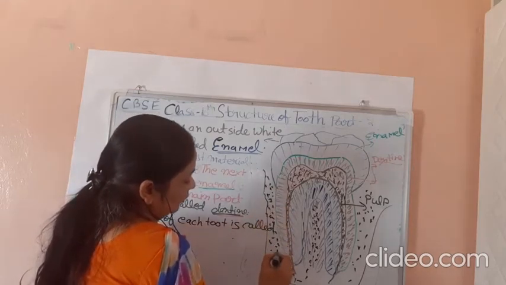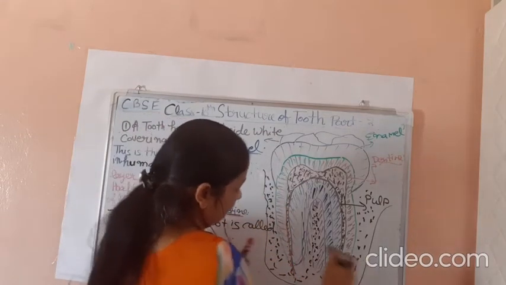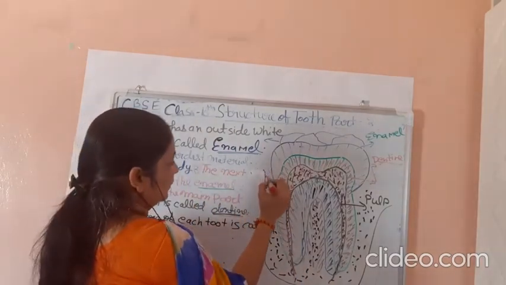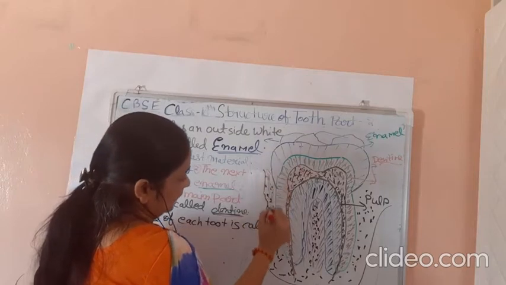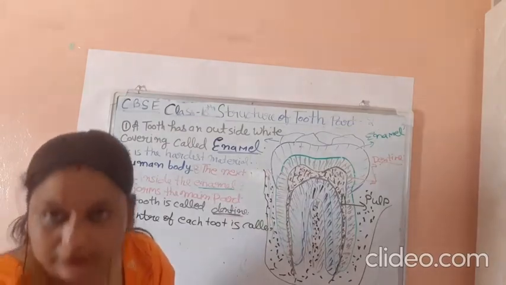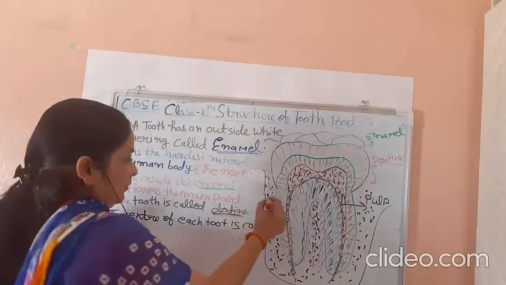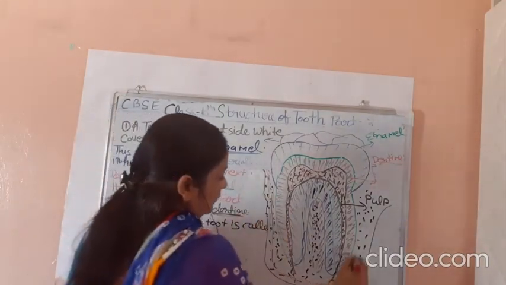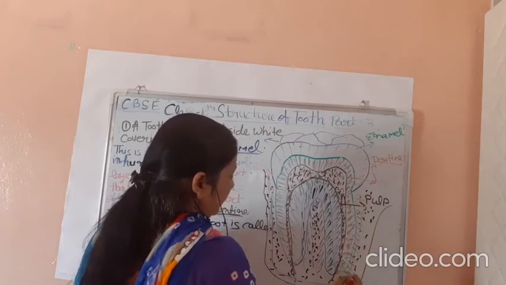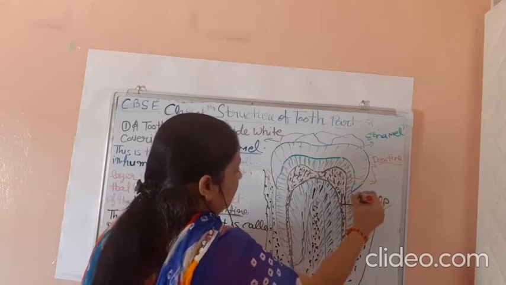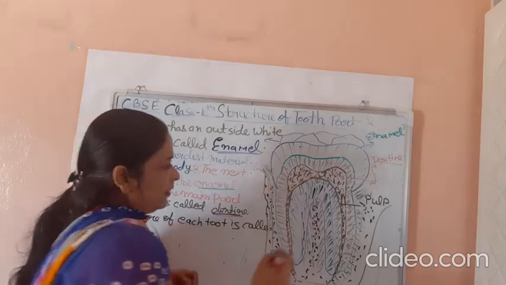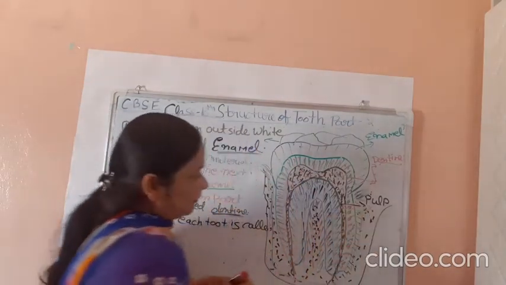The pink, soft structure is called the gum. This is a pink structure you can see on your screen. So this is a gum, and the middle section is the pulp.